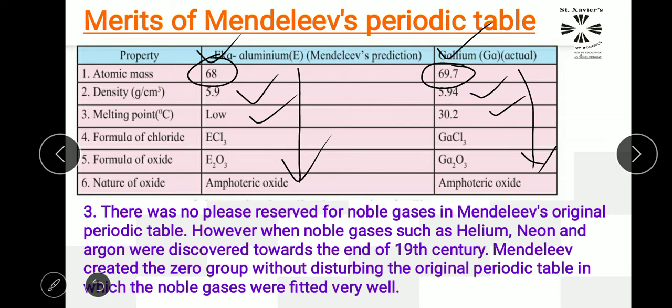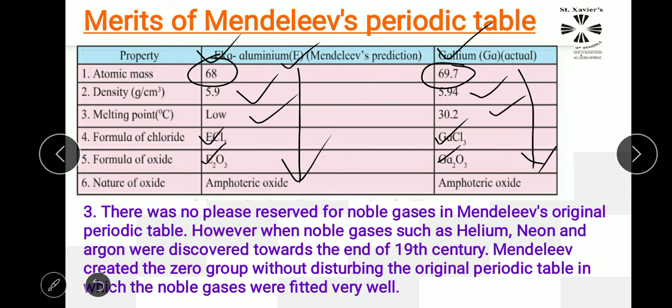in Maharashtra of India, you will find that it's approximately the same as room temperature. Formula of chloride: when this element reacts with chlorine, the formula was named as ECl2. Later on, when it was discovered as gallium, the only change is that instead of E, Ga is there, because it was named gallium. Otherwise it is the same, students. So here there is only a change in name, nothing more than that. So again the property is the same. At the same time, oxide: again here E is there and here Ga is there, because it was named as gallium.